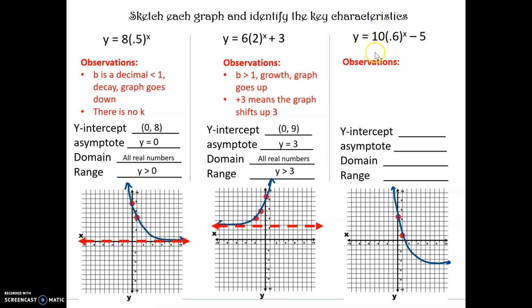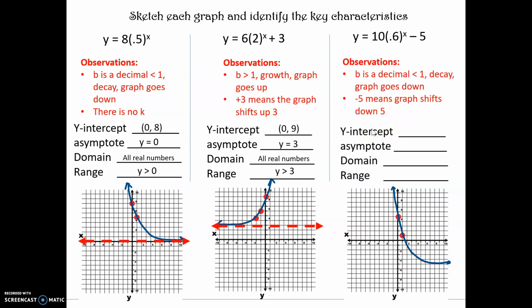A is 10, meaning that my values would start at 10, and then they continuously are multiplied by 0.6, because B is 0.6. Now, because 0.6 is less than 1, that means that these values are going to be going down, and so my graph is going to be decreasing and going down. My K is -5, and that means that the whole graph should have been shifted down 5 spaces. So instead of the asymptote being at 0, it was shifted down to -5.